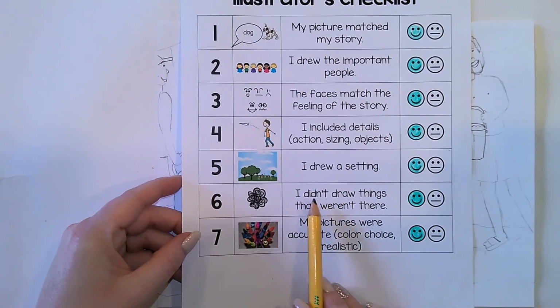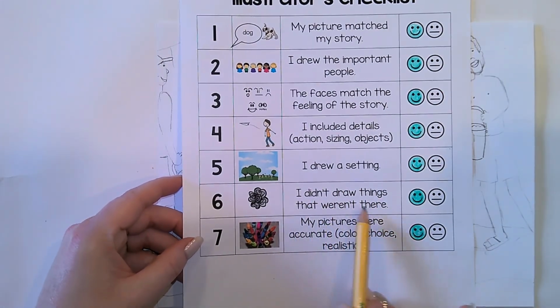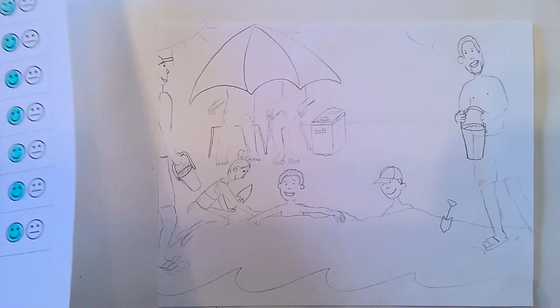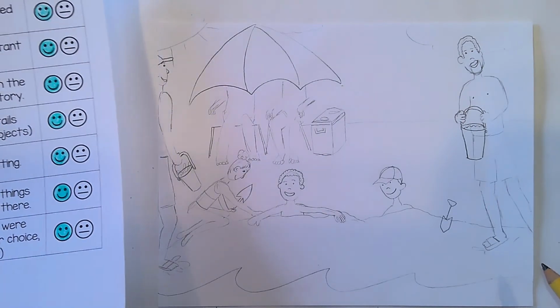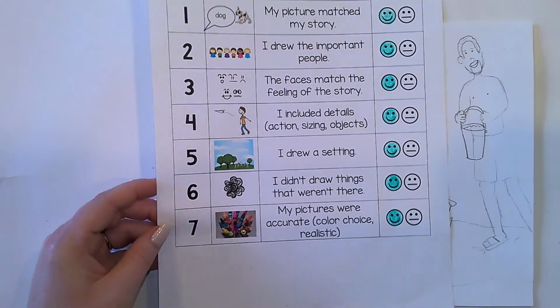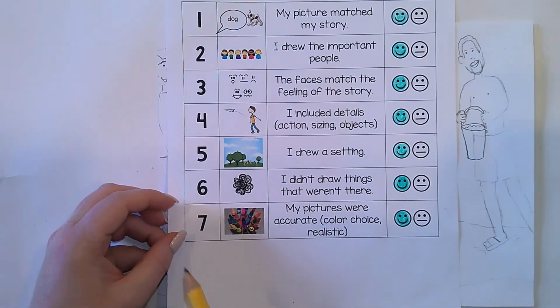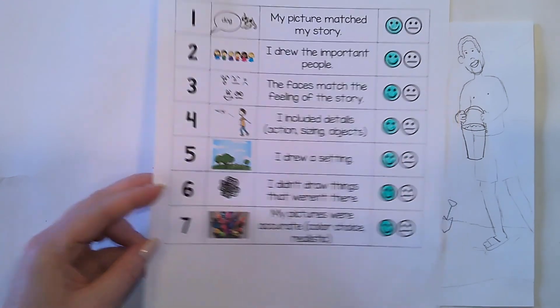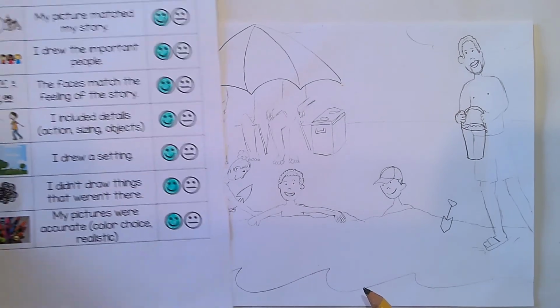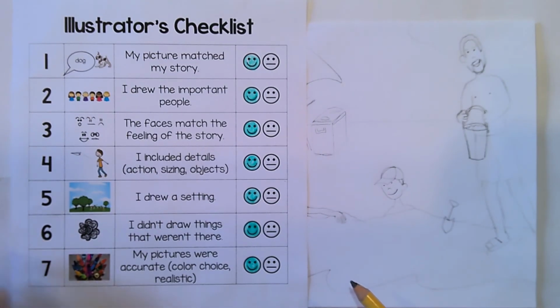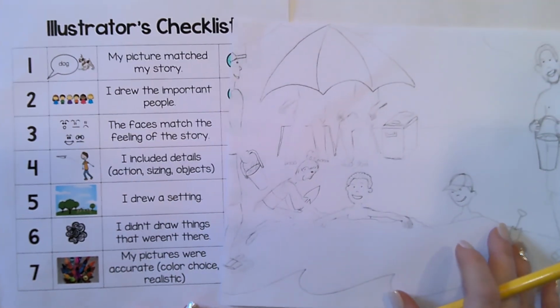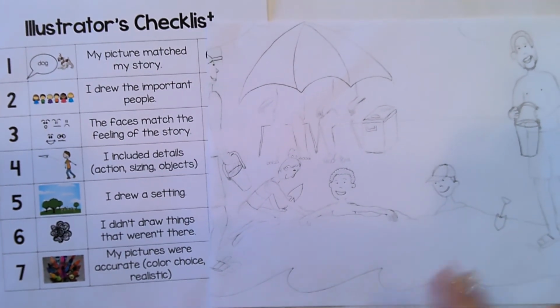Now it says, I didn't draw things that weren't there. Okay, sometimes when we start drawing, we just get carried away and draw some extra things, but I was really focused on my drawing. I don't have extra things that aren't there. We're going to work on number 7 tomorrow, making our pictures accurate with our color choice and extra details to make them look realistic. So as you look at your picture that you drew yesterday, look back at it and make sure that you've included these important details so that your picture tells the story.